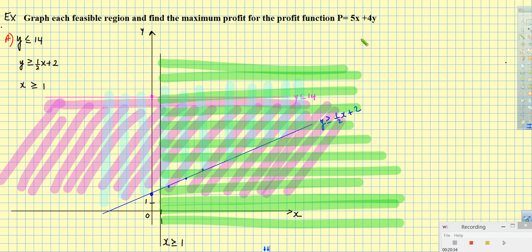Now, what I need to do is stretch out this graph a little bit more.